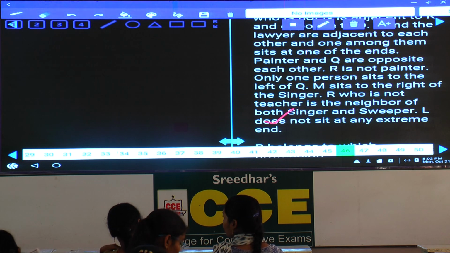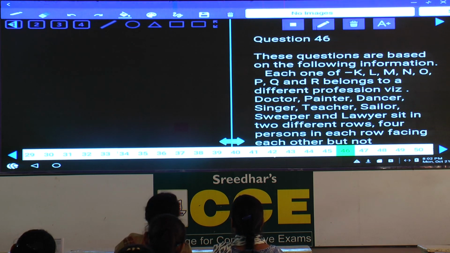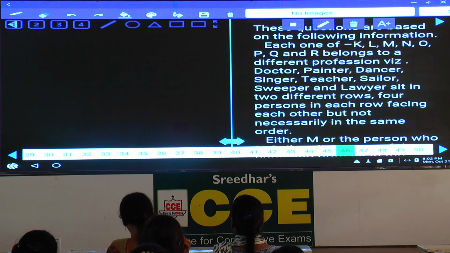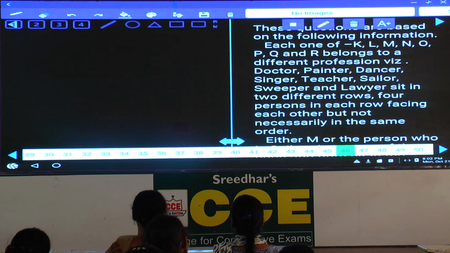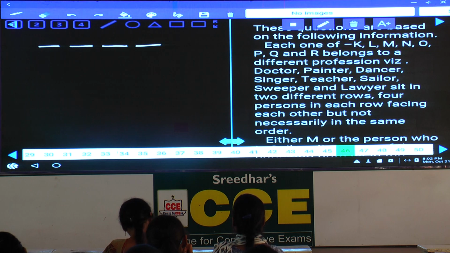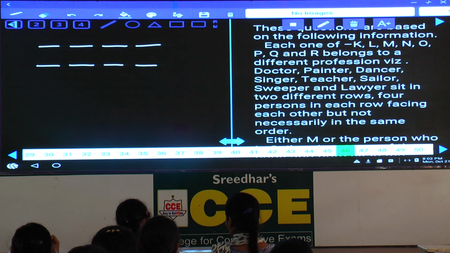Then 46 to 50. Now in this, how many persons are there? Each one of KLMNO belongs to a different profession. Doctor, painter, dancer, singer and so on. Sit in 2 different rows. How many persons are there? 8 persons seated in 2 different rows. 1, 2, 3, 4. Here again 1, 2, 3, 4. Tell me who are the persons in one row and who are the other persons, and that information is not given.